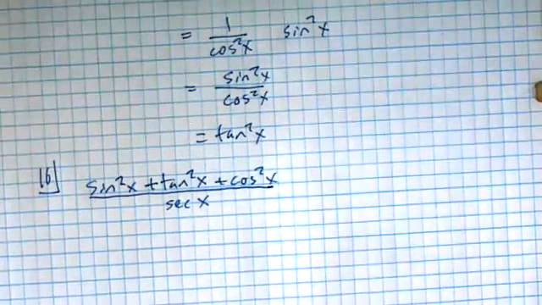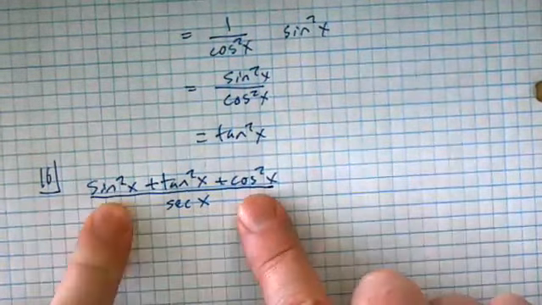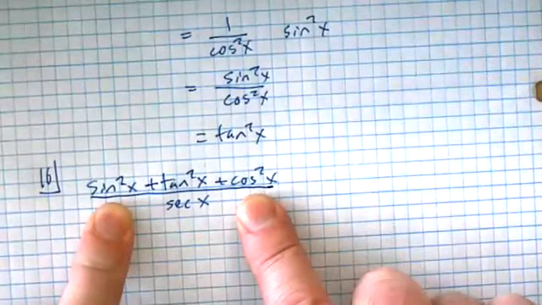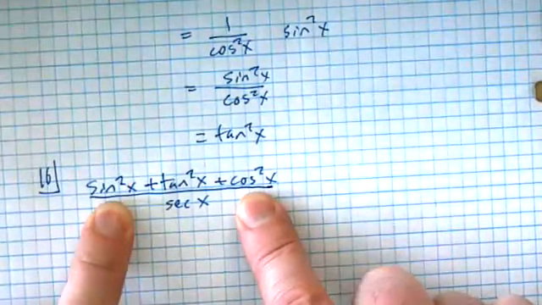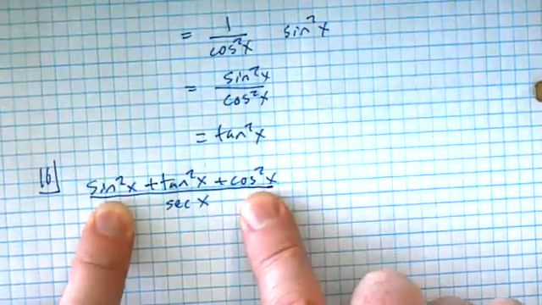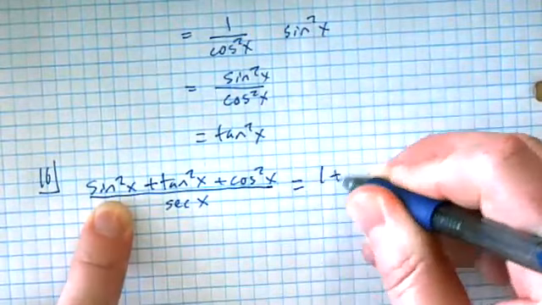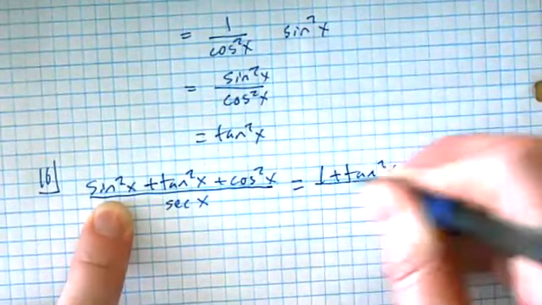So I see squareds, I think Pythagorean, and I see one. Sine squared plus cosine squared is just 1. This is just a 1 right here. Tangent squared is going to stay, but sine squared plus cosine squared is 1. So this would be 1 plus tangent squared, and I think that's an identity too, isn't it?